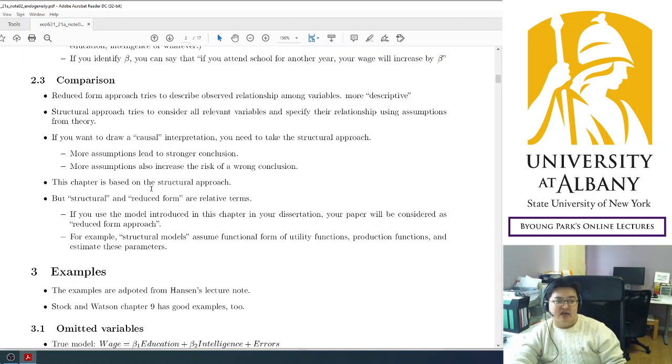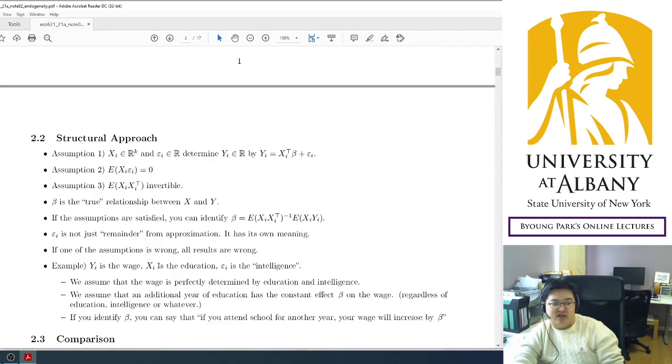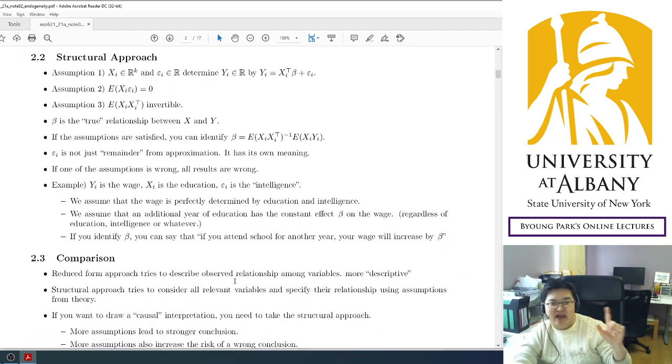In this chapter, and actually throughout this course, most arguments are based on the structural approach that I described here. So it is structural only in this sense, but as I said, if you use this model in your paper, in your dissertation, then people will think you are a reduced form person. It's still a very simple setup.